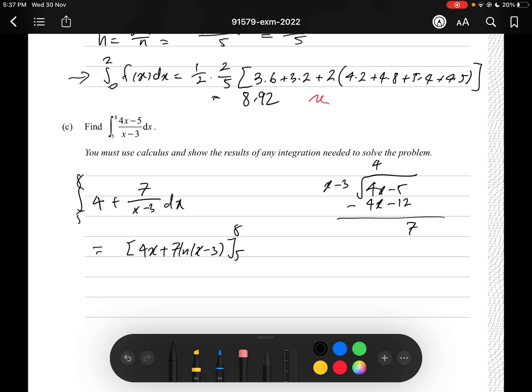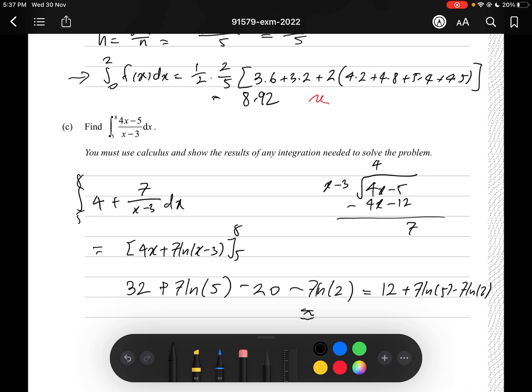and be careful to not make any computational mistakes here. So 8 times 4 is 32, plus 7 ln of 8 minus 3 is 5, minus 4 times 5, which is 20, and minus 7 ln of 2. Alright, you can either leave your answer as 12 plus 7 ln of 5 minus 7 ln of 2. That's fine, but you can also give a decimal answer here, which is roughly 18.414. And that should be a merit level grade. And typically for these questions, a correct answer is merit and a correct integration is achieved. So correct integration right there should be achieved.